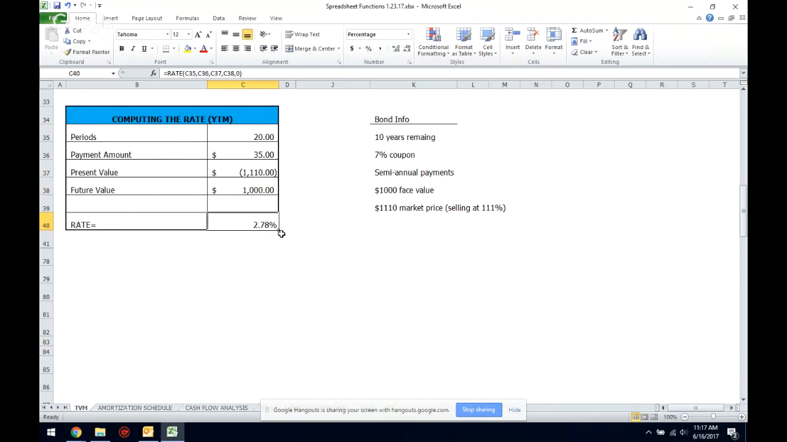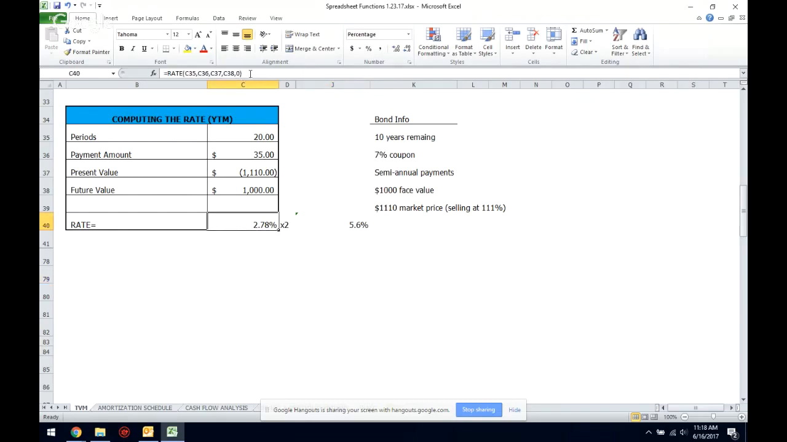Now here's what we have to remember though. We're working with semi-annual data. Everything that we've done here in column C is based on semi-annual data. So what we need to do is adjust this figure in C40 to show an annual amount, because whenever you talk about yields, you're going to talk about annual amount. Not hard to do. All you got to do is times this by 2. So if we just do our semi-annual yield times 2, that'll give us a yield to maturity for this bond of 5.6%.